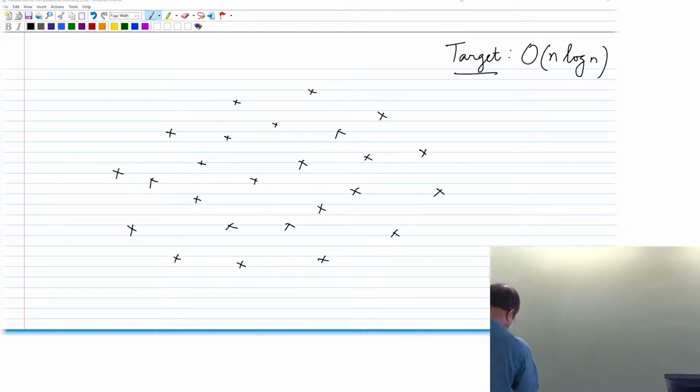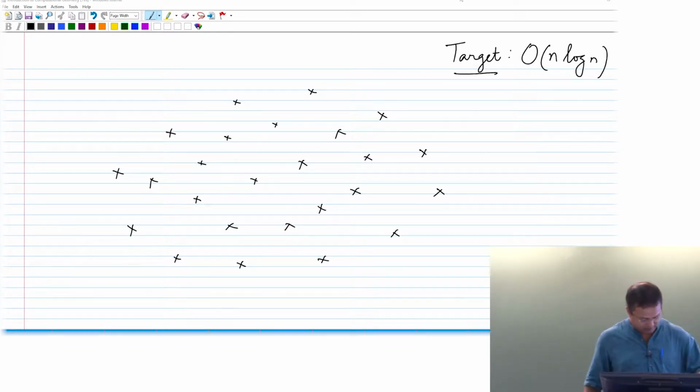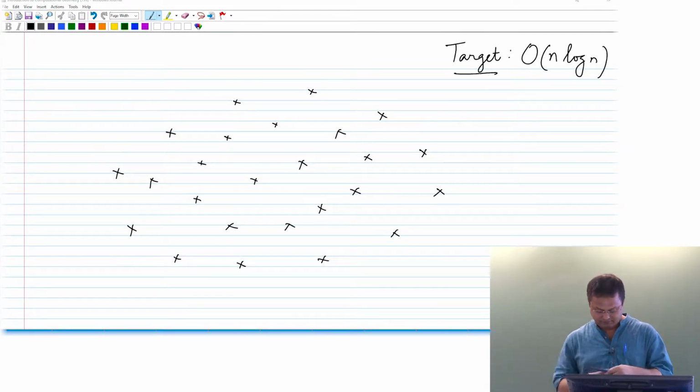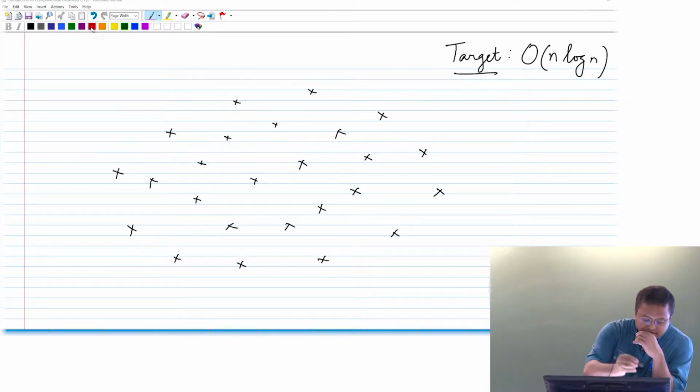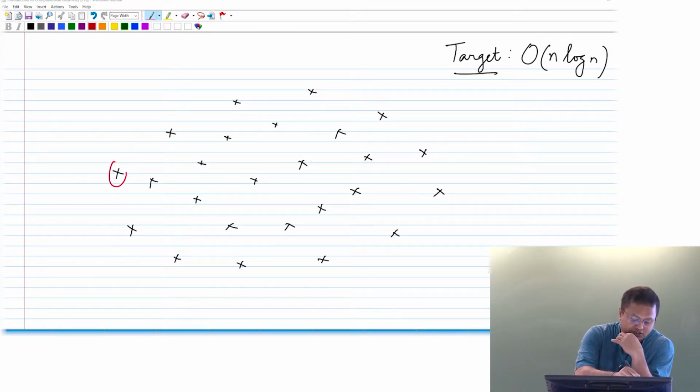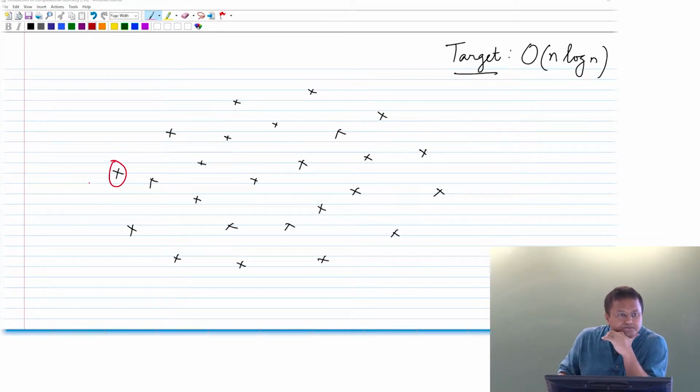Fine. Now, to start with, tell me of one point for which you are sure that it is going to lie on the convex hull. The point with the leftmost x coordinate. So, we are sure that this is going to lie on the convex hull. One more, rightmost, good. One more, topmost, good. Lowermost.